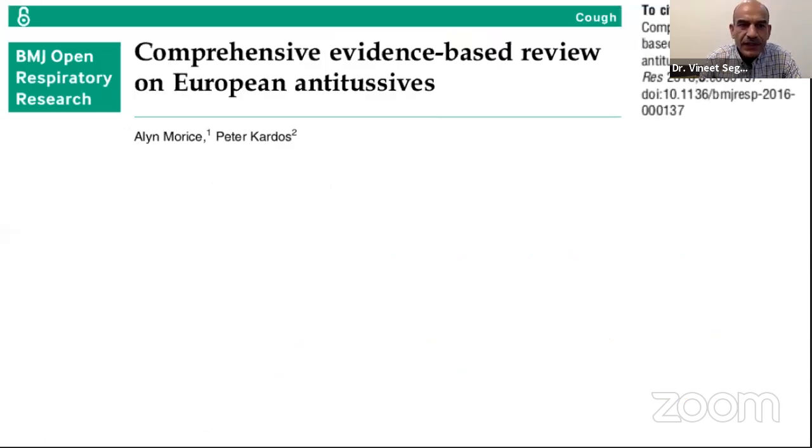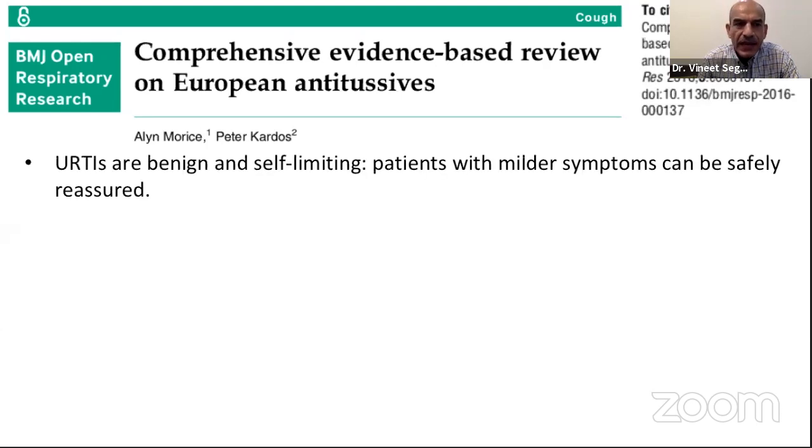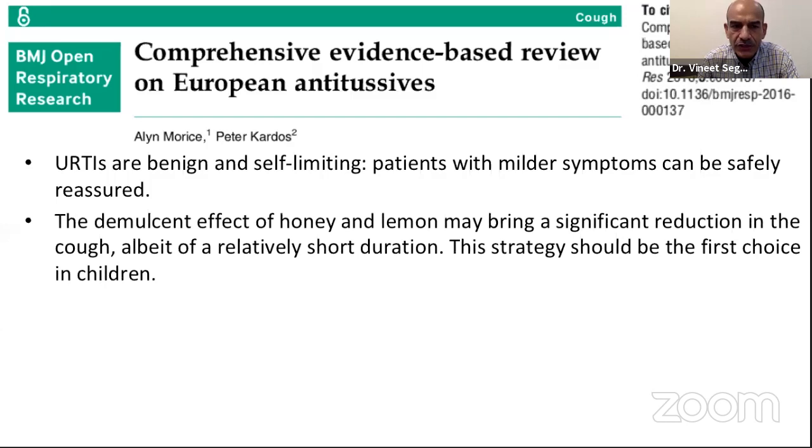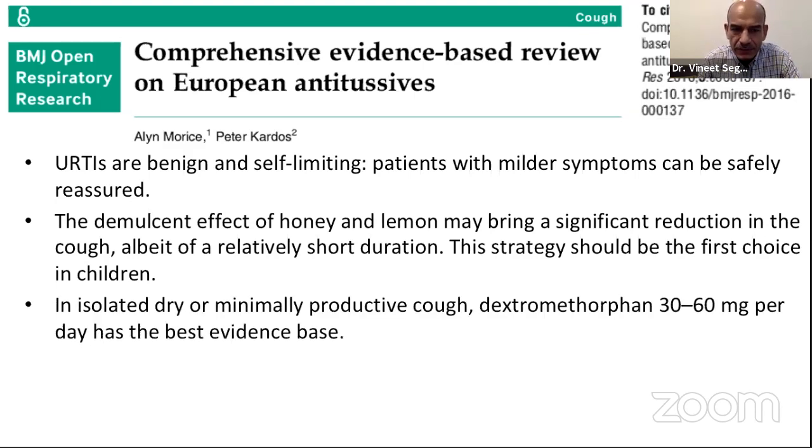A further publication, in 2016, was on the European antitussives. And this was again a comprehensive evidence-based review. They said URIs are benign and self-limiting. Patients with milder symptoms should just be reassured. The demulcent effect of honey and lemon may bring about a significant improvement in symptoms, though it might be just of a short duration. And this should be your initial strategy in children.